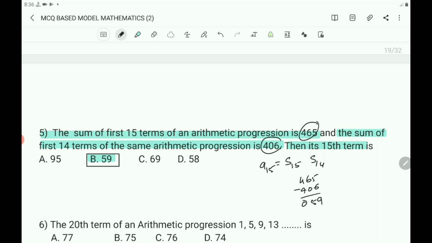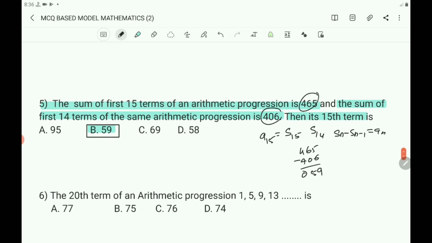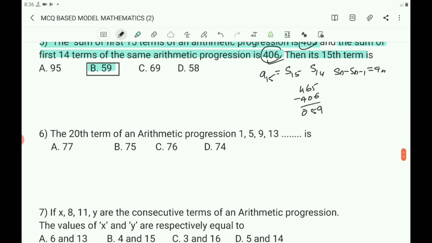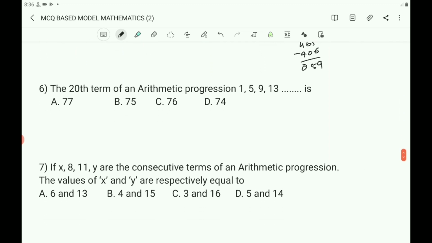Here you must know this relation. Sn minus S(n-1) is nothing but An. So directly you will get, by subtracting this by this, you will get the, what is that? 15th term. S15 is given, S14 is given. So the 15th term is equals to S15 minus S14. Then you take the sixth question.